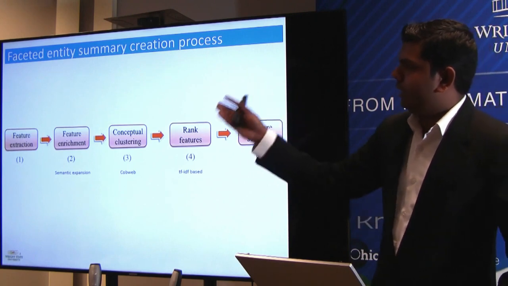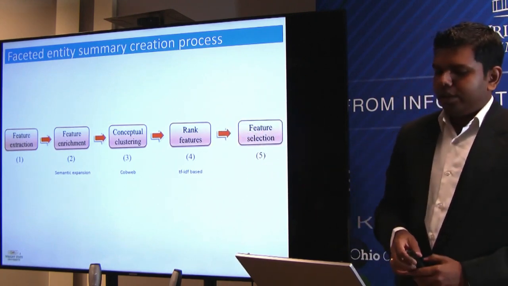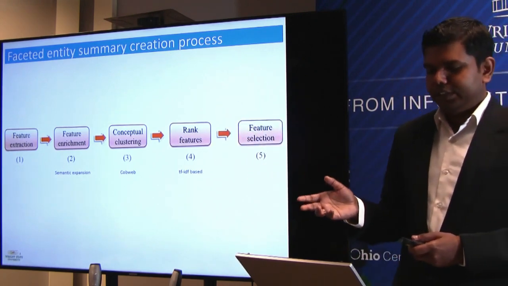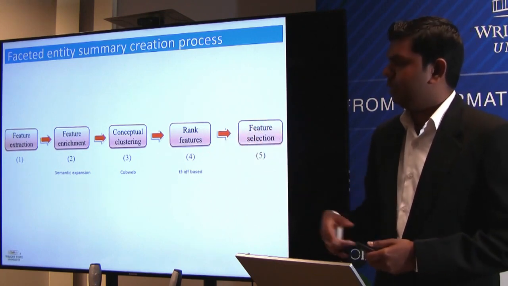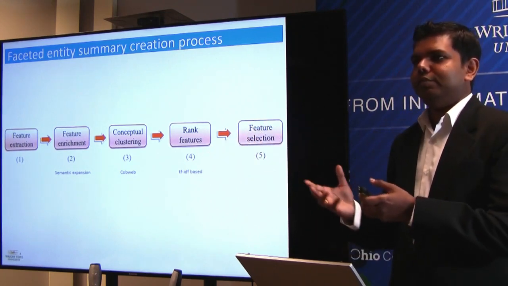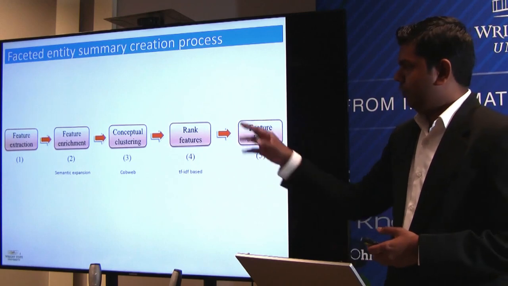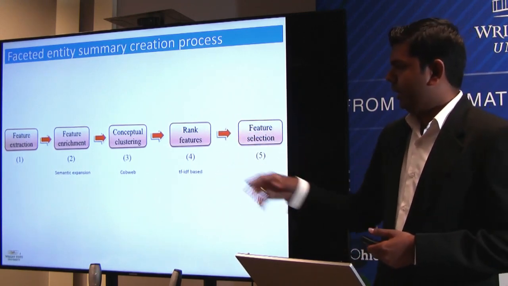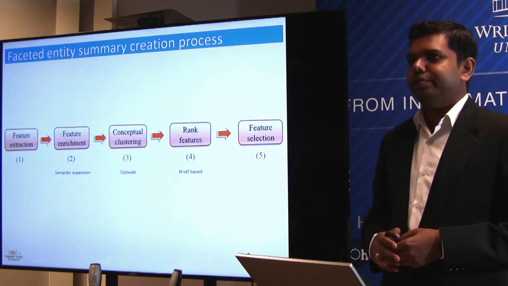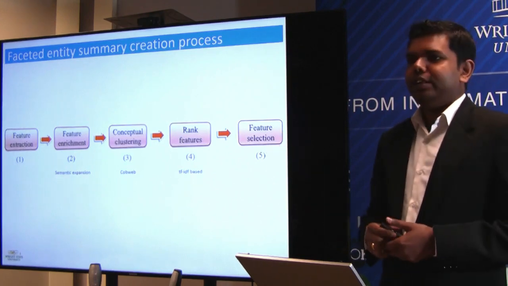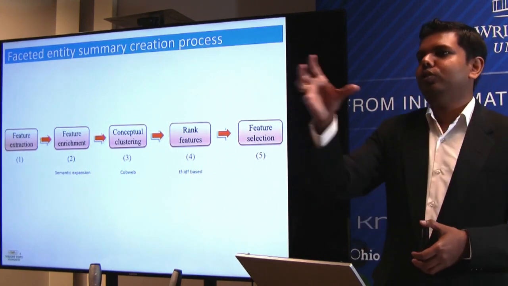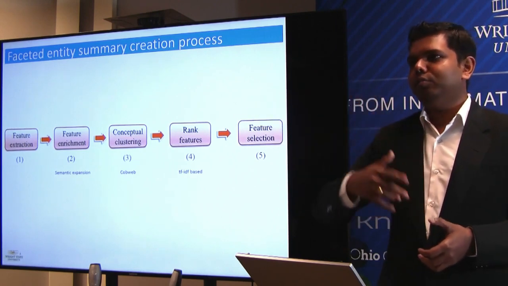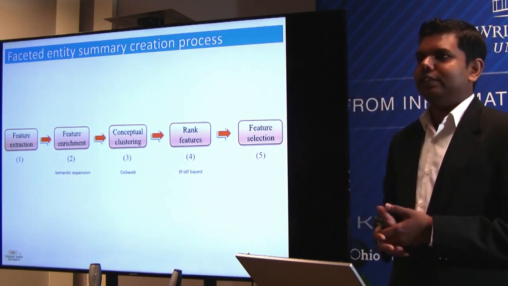Putting all the things together, what's happening is we get the feature set, we enrich the features using semantic expansion, the word set creation, and then we do the clustering using the COBWEB algorithm, and then we do the ranking influenced by the TF-IDF mechanism, and then we create the facet identity summary. Going through each facet, picking one by one from each facet, it creates a facet identity summary.